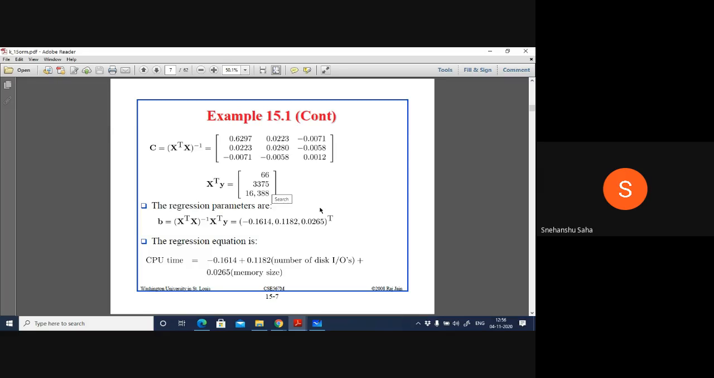So what does your model say? Your model is saying that my CPU time is equal to some constant value, plus some coefficient, sorry, this is beta 1 times the number of disk input output devices, and beta 2, which is the new coefficient that you have to estimate because we have thrown in another predictor variable, times memory size. Please look at this model carefully, and tell me what you think. Just look at these numbers, 0.1182 and 0.0265. And tell me if this improvement or this extension or this augmentation of a model was really required. That is my question.